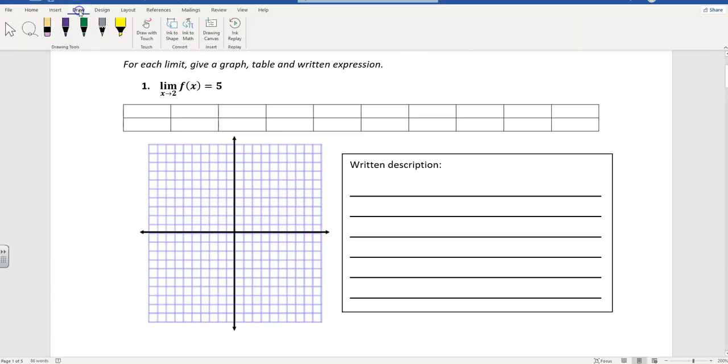Words. So you are going to say the limit as x approaches 2 of f of x equals 5. There's other ways you could word it, but I would just write it this way.